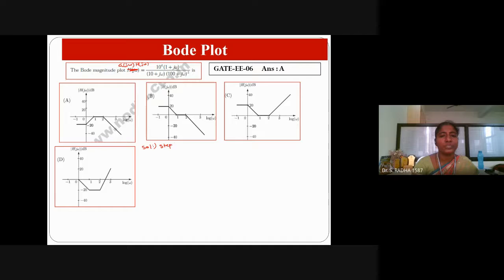Step 1. The K value is 10 power 4, as given in the question. Then we don't have a separate S in the numerator and denominator. S means jω. A separate S is not present in the numerator or denominator.